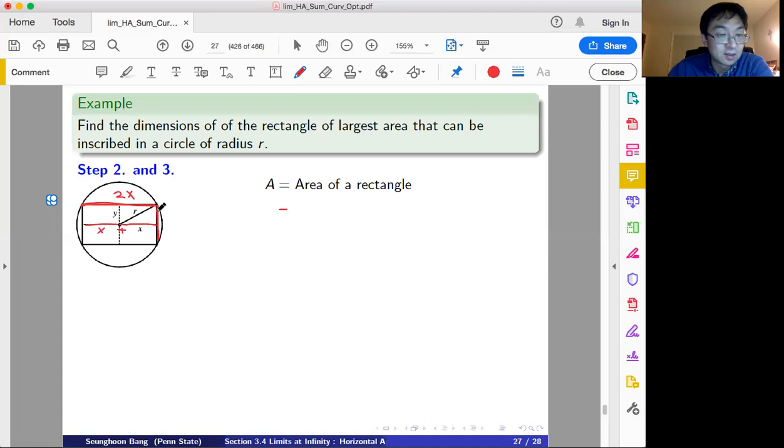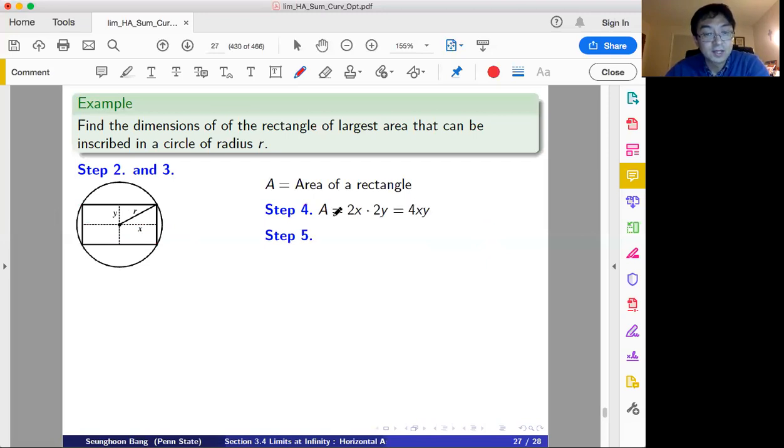What's the width? Yes, same. y plus y is 2y. So what's the area? The 2x times 2y. We have 4xy. So like this, we have it. Step 5.